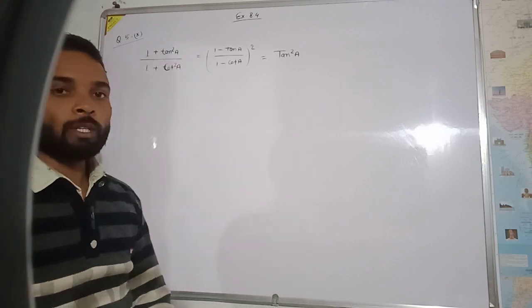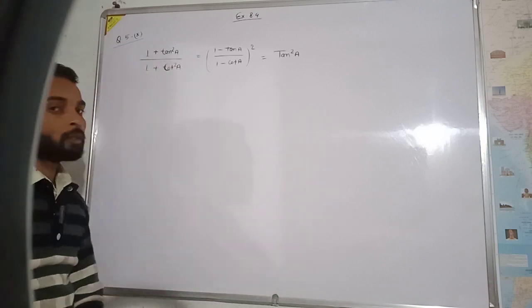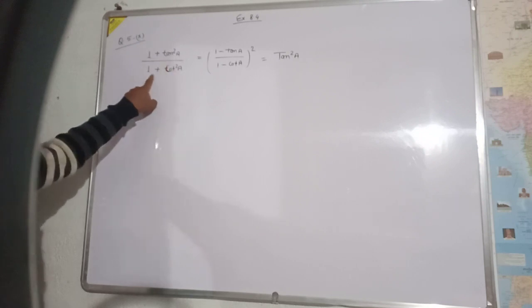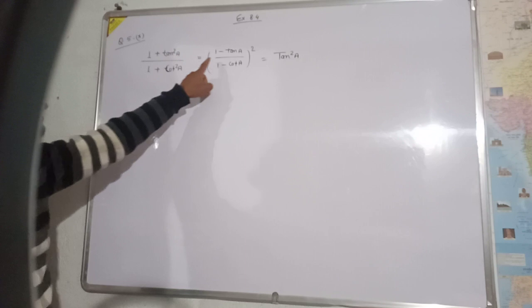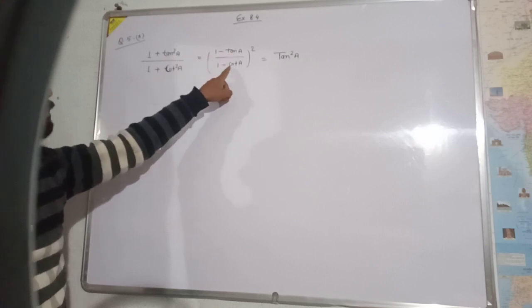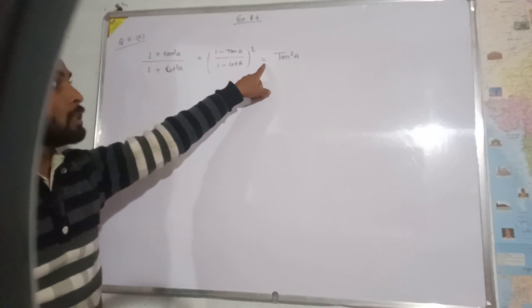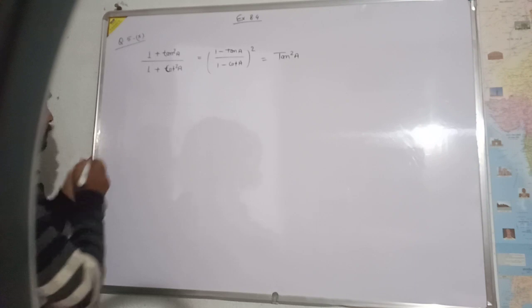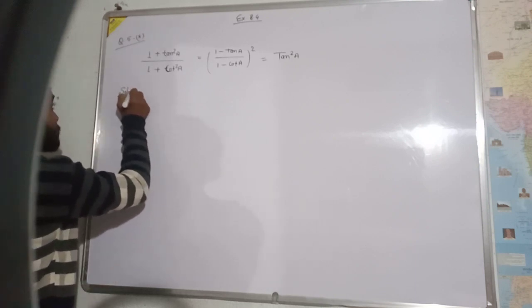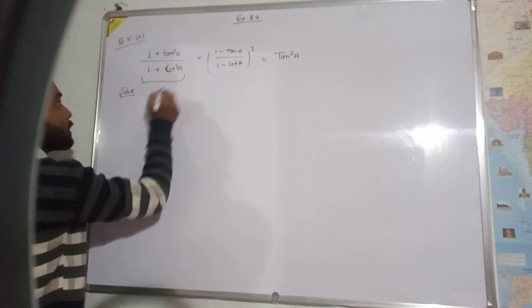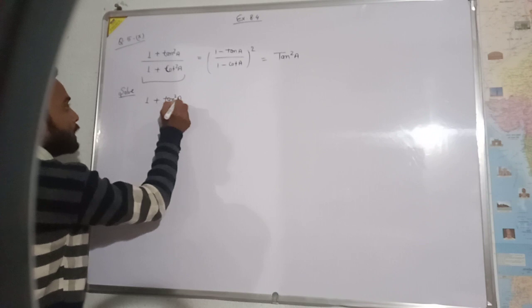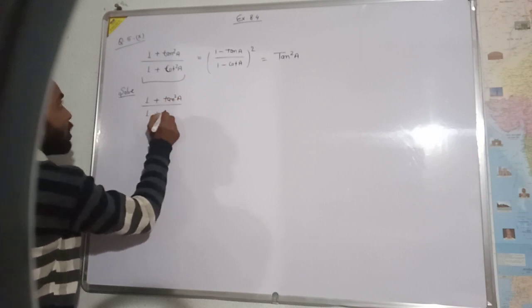Now we have to solve exercise 8.4, question number 5 of class 10th. The question is given that (1 plus tan square A upon 1 plus cot square A) equal to ((1 minus tan A upon 1 minus cot A) whole square) equal to tan square A. First we solve this, that means 1 plus tan square A upon 1 plus cot square A.